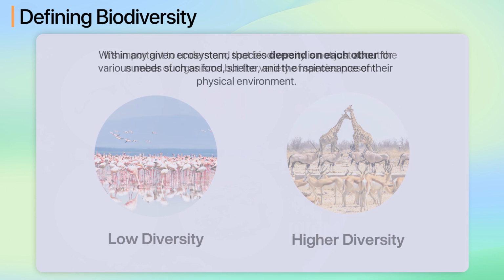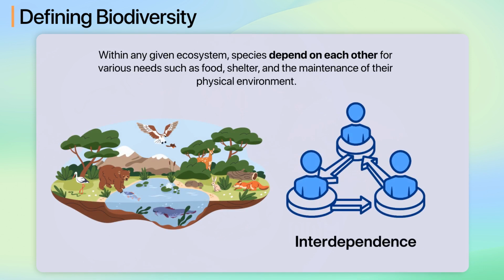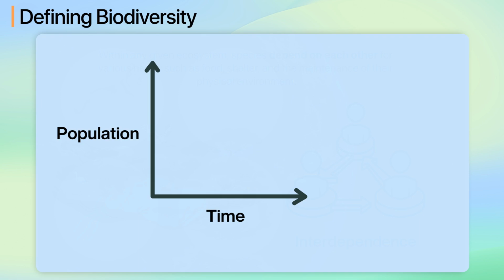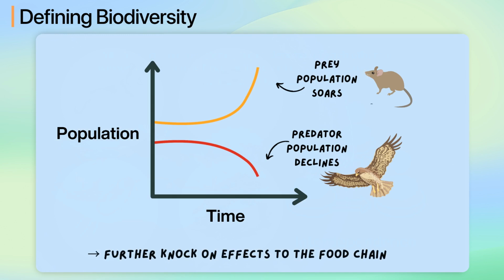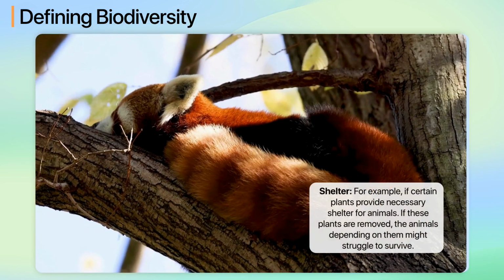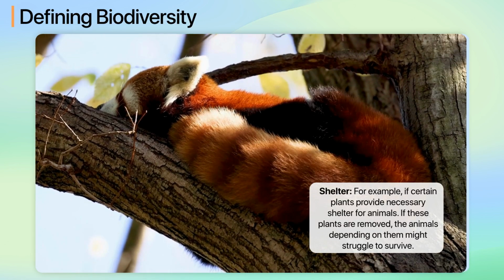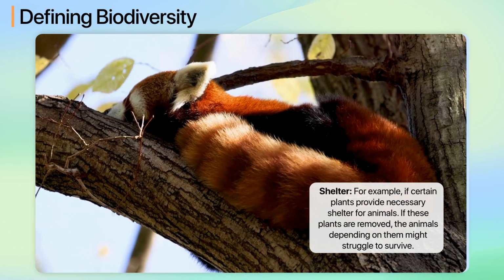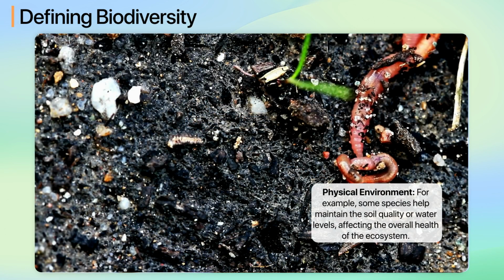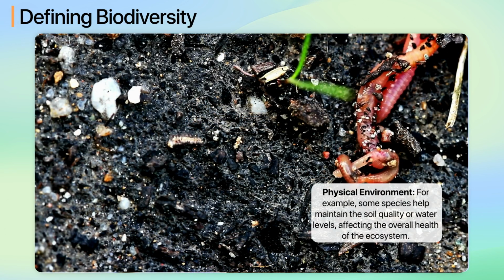Within any given ecosystem, species depend on each other for various needs such as food, shelter, and the maintenance of their physical environment. This interdependence means that changes affecting one species can have a knock-on effect on other species. For example, if a predator species declines, there might be an overpopulation of its prey, disrupting the food chain. Another example is if certain plants provide necessary shelter for animals. If these plants are removed, the animals depending on them might struggle to survive. Furthermore, some species also help maintain the soil quality or water levels, affecting the overall health of the ecosystem.